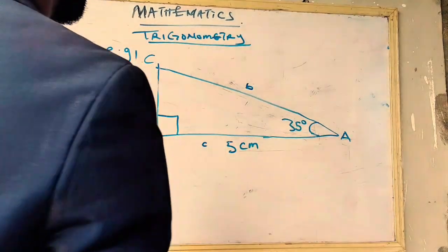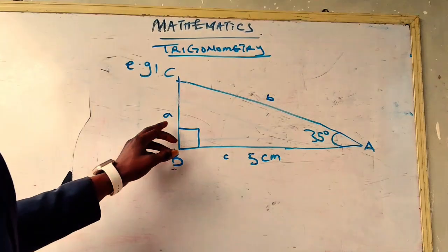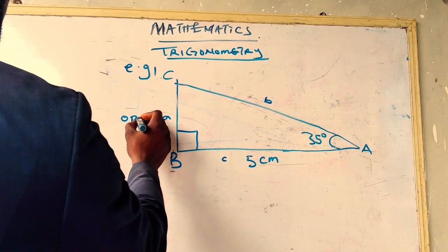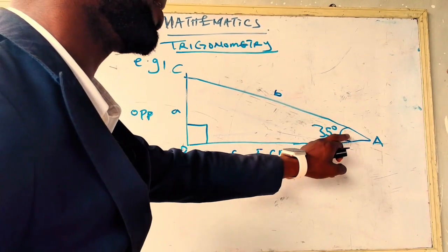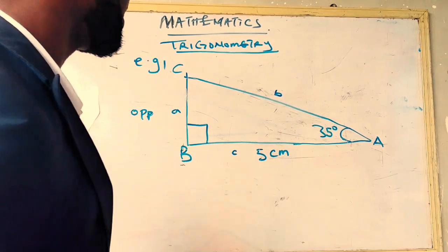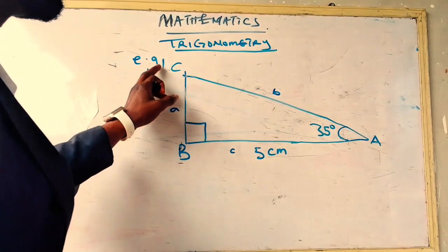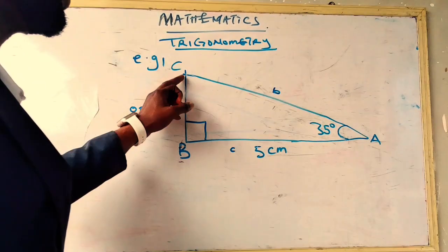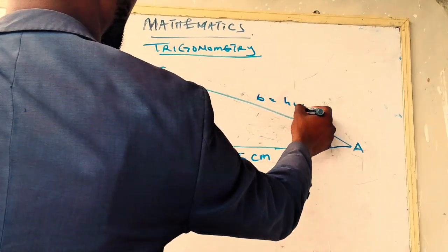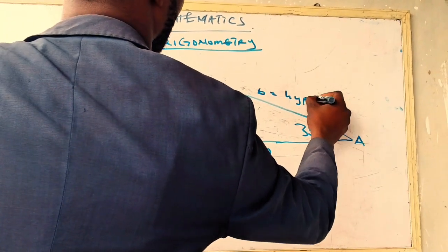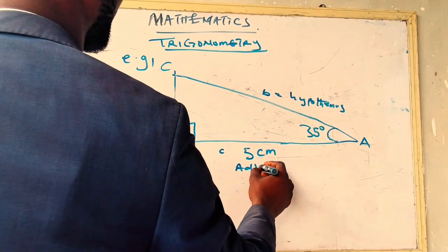Now, this small a facing this capital letter A is called the opposite side of this triangle. It's referred to as the opposite because it is the side facing this angle theta, which is 35 degrees. If you look at this line again, you will observe that it is the longest of the three lines. So we call b the hypotenuse, while this c, which is 5 centimeters, is referred to as the adjacent side.